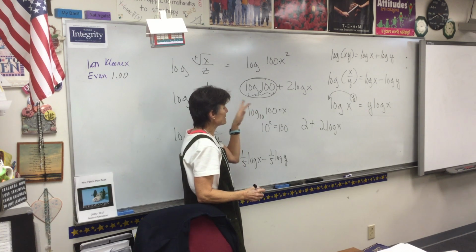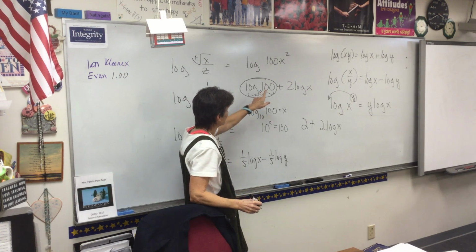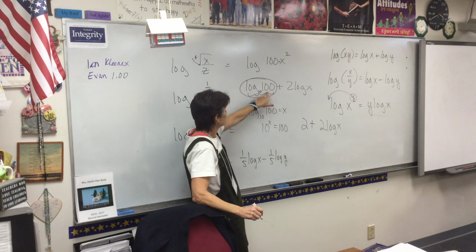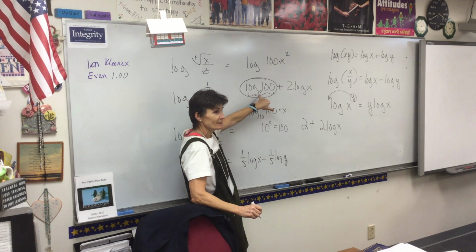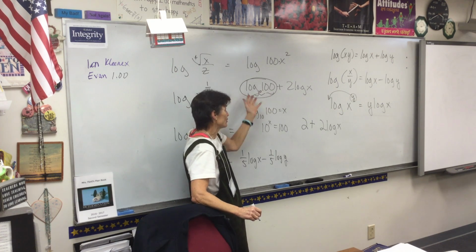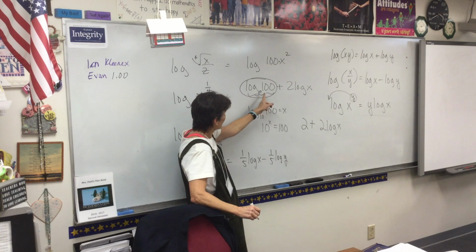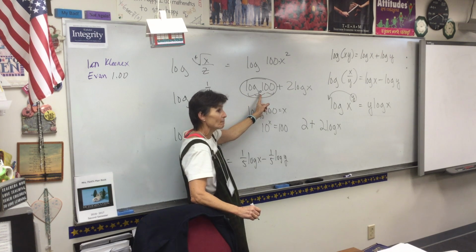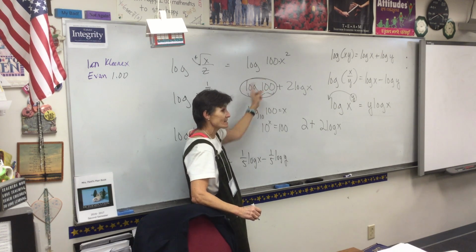The only reason we were able to do that is because 100 is a power of 10. If this had been like 90, I couldn't do that. But because that's a power of 10 and my base is 10, that simplifies.